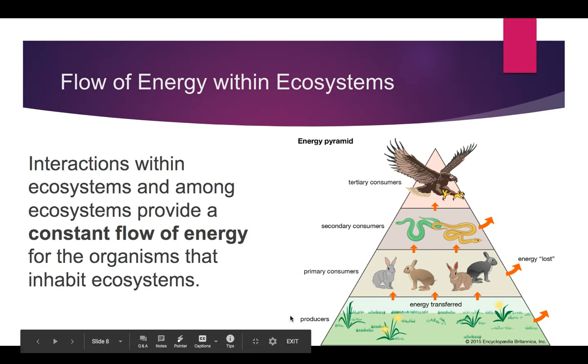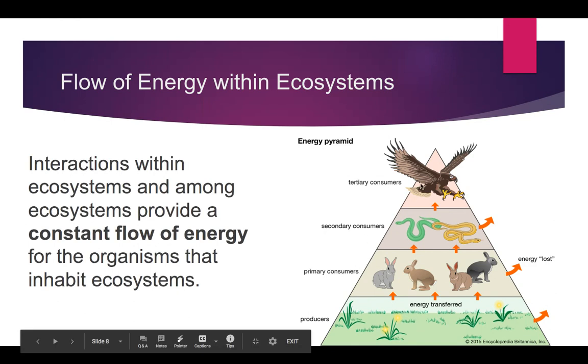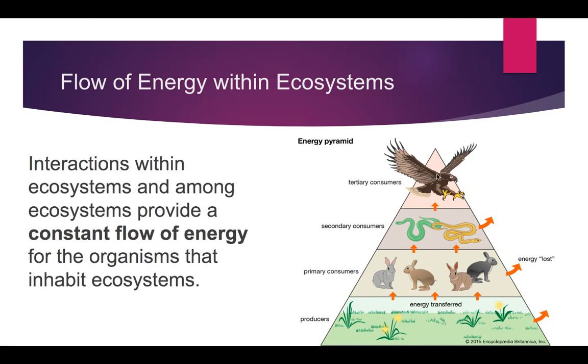It starts with our producers, our things that make the energy, our plants. It's going to get transferred up to the animals that eat those plants, right? Then it's going to get transferred to the animals that eat those animals. And then once again, to another consumer or carnivore of some type. The energy goes up the pyramid in smaller amounts, as you may notice, as it gets higher and higher up.